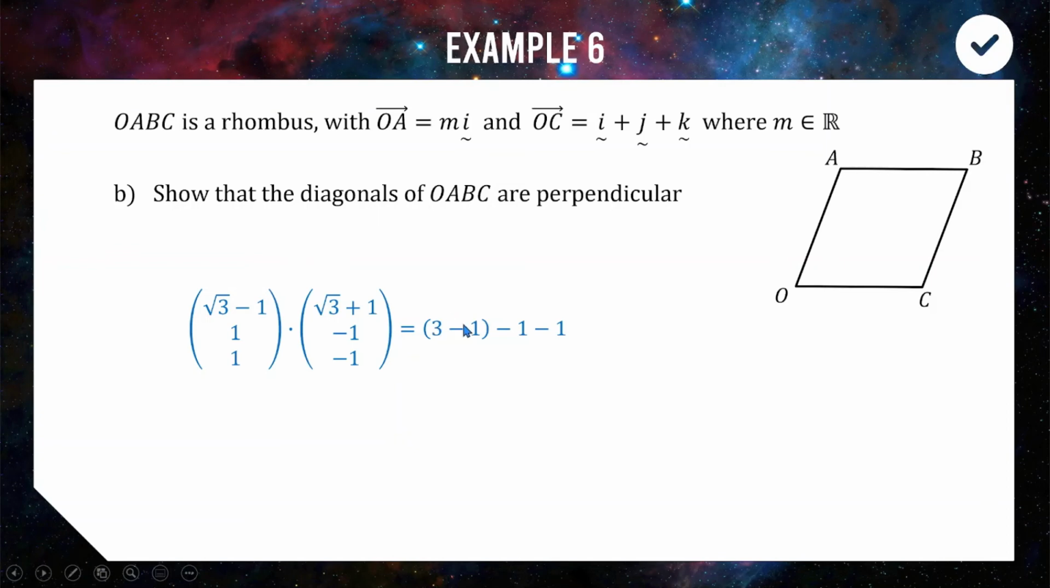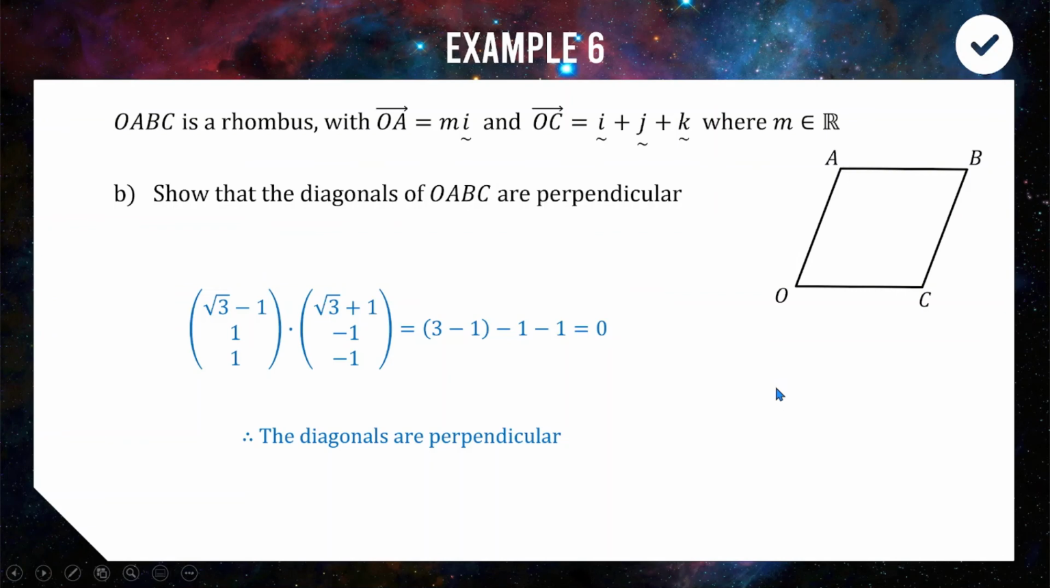So we have 3, take away 1. Then we have plus 1 times negative 1, and then plus 1 times negative 1. This conveniently works out to be 2, take away 1, take away 1. So we get an answer of 0. Therefore, the two diagonals are perpendicular because they have a 0 dot product. And that's the question.